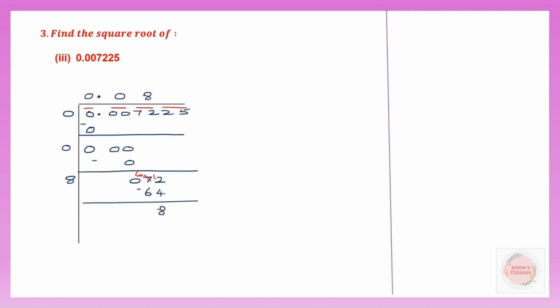Now here when we subtract, we have 12 minus 4, which is 8. Now bring down the next pair, which is 25. Now our number is 825. Next step is to write the double of this number, 8. Double of 8 is 16. 8 twos are 16. Next step, next to 16, we need to write a number and multiply in such a way that we get this number 825.